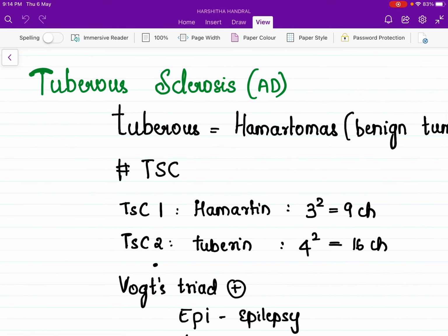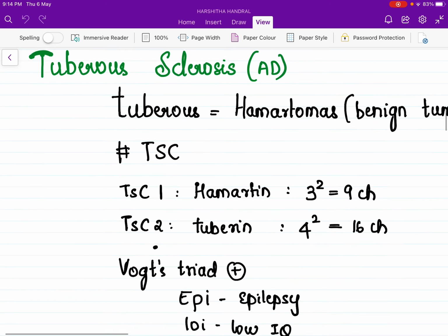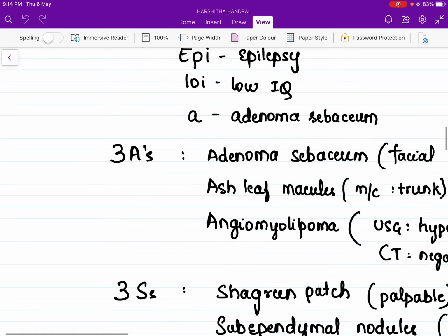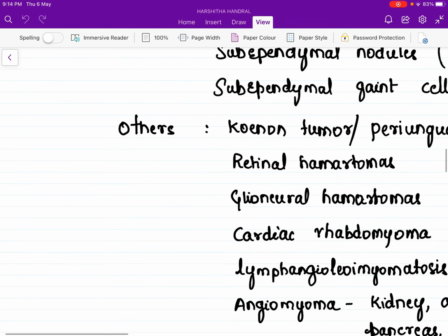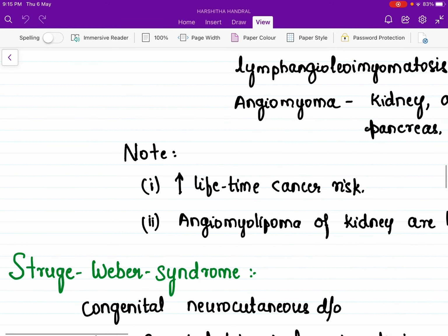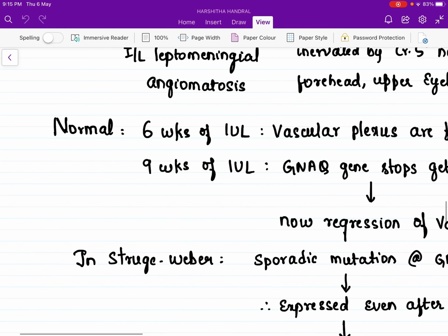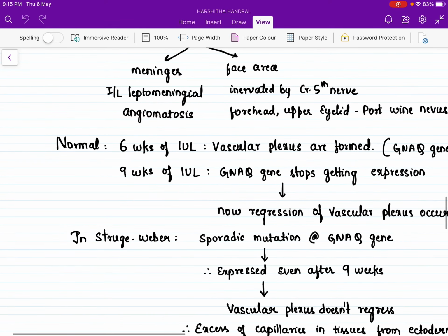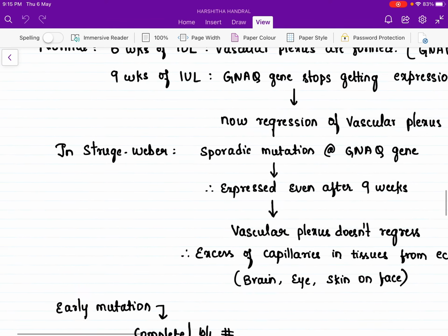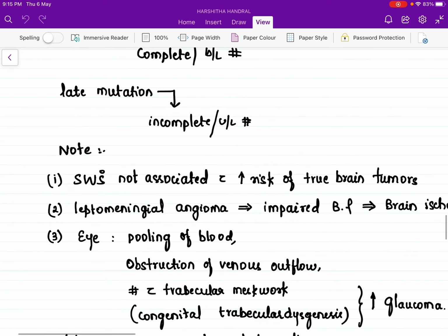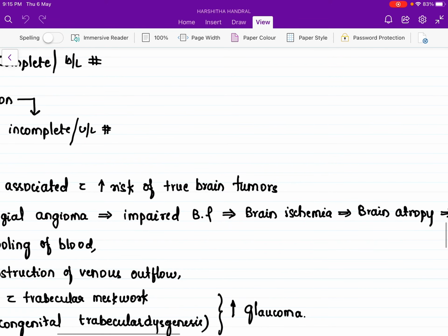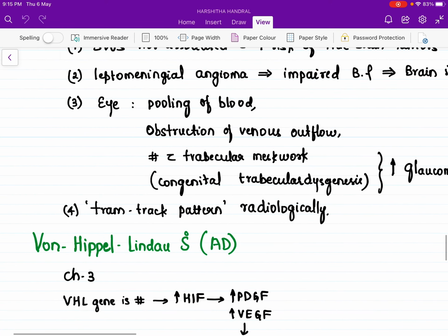Then tuberous sclerosis, you can remember the next odd number square, the next even number square, and you should remember the Vogt triad, epiloia and 3A's and 3S, and sites of hamartoma. Then Sturge-Weber, you should know that it's a congenital one, and the other name being encephalotrigeminal angiomatosis. And the GNAQ gene is the one which has the sporadic mutation causing Sturge-Weber syndrome, that you should remember. And Sturge-Weber is not associated with true brain tumors, however it has problems like brain ischemia, brain atrophy, and it can cause glaucoma, so that you should remember.